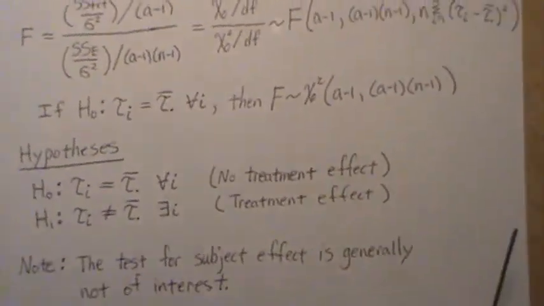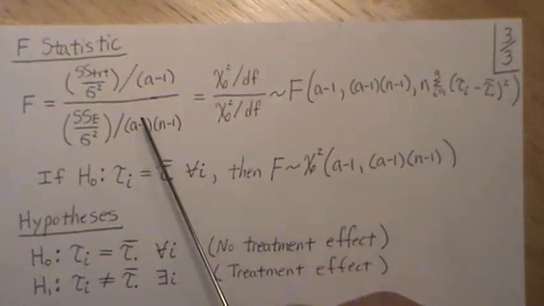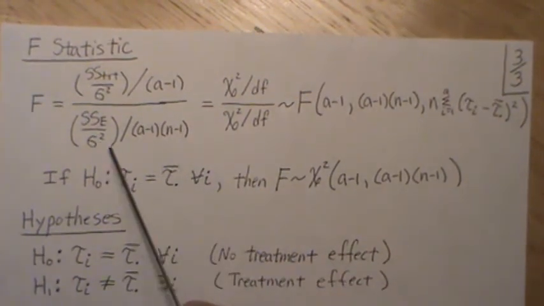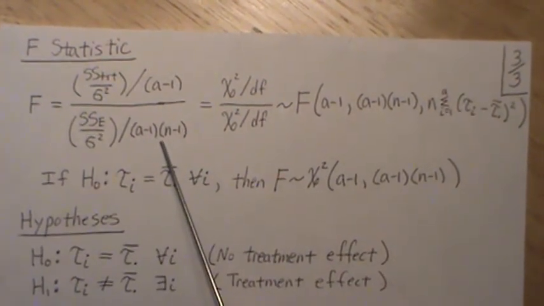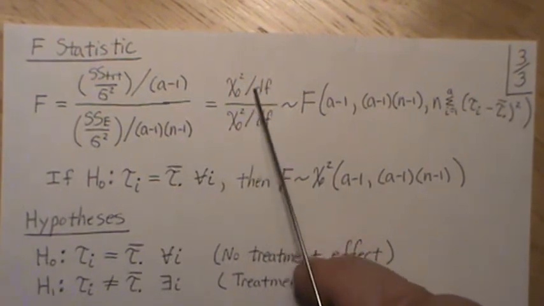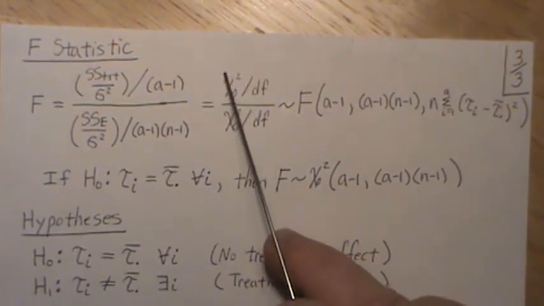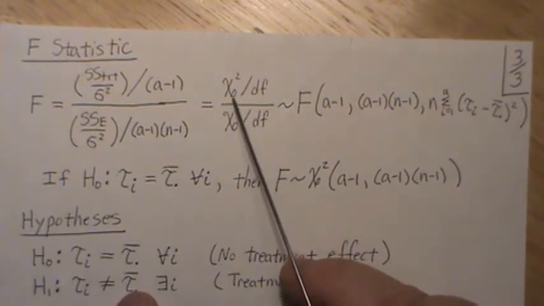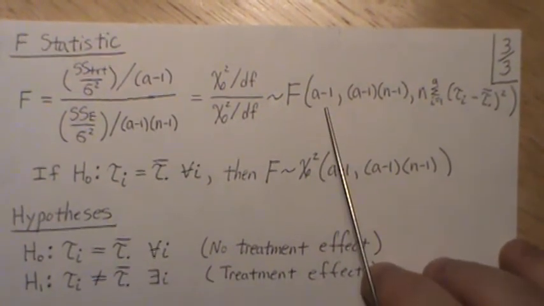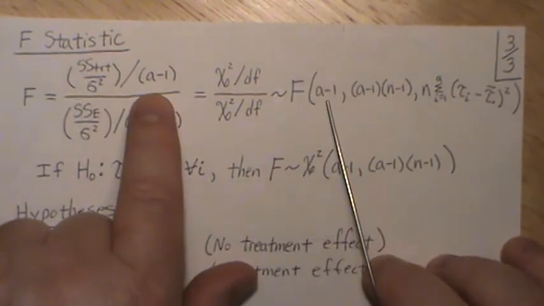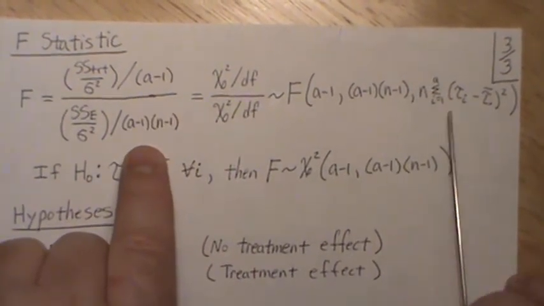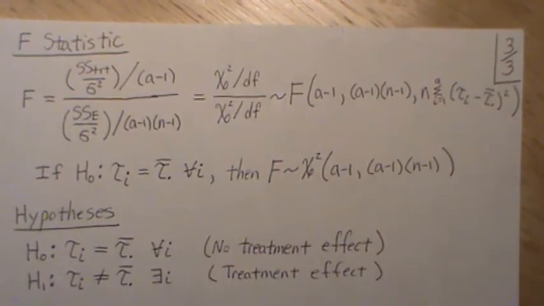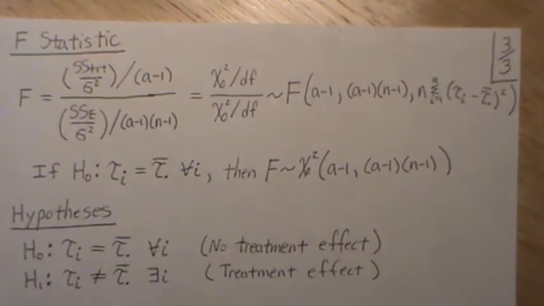So now to create an F-test statistic, we take this chi-squared divided by its degrees of freedom, this chi-squared divided by its degrees of freedom, and this is the general form. Now this is a non-central chi-squared in general. Under the null, it's a central. But in general, it's going to be a non-central F distribution with numerator degrees of freedom, denominator degrees of freedom, and then this non-centrality parameter, which is derived from the non-centrality parameter of that chi-square distribution.